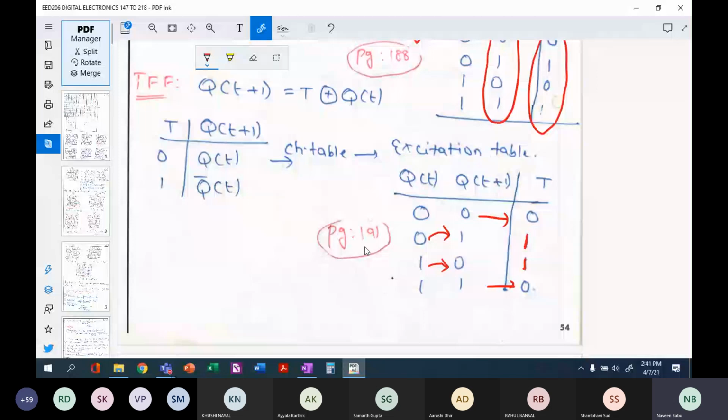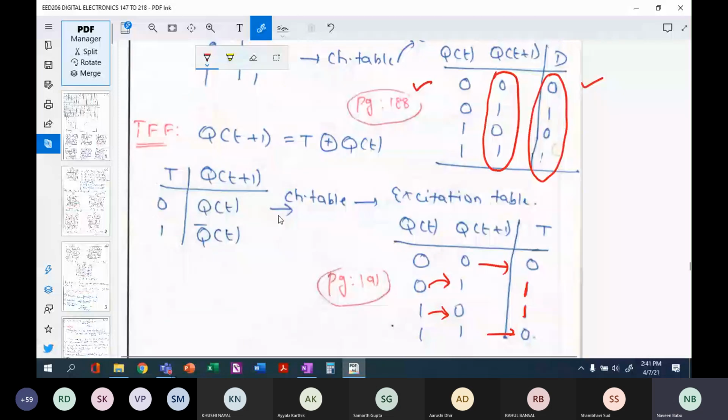Any doubt till this? We have set our basics strong now. Now, shall we recall our remembrance? What will be the excitation table value for a JK flip-flop when their present state and next state are 1 and 0? Anybody?